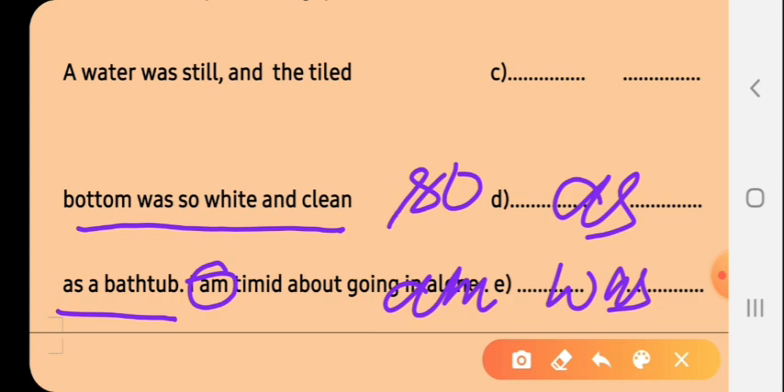Hope you understood the concept of error correction.